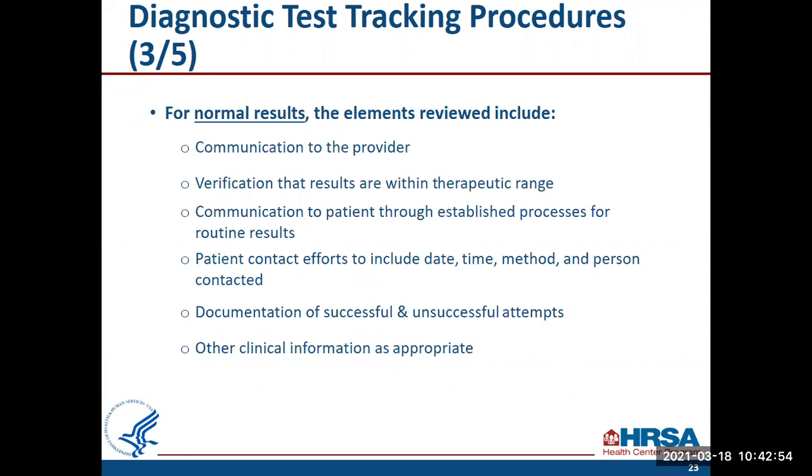For normal results, the elements reviewed should include communication to the provider, verification that results are within therapeutic range, communication to patient through established processes for routine results, patient contact efforts to include the date, time, method, and the person contacted, documentation of successful and unsuccessful patient contact attempts, and other clinical information as appropriate. Though normal results do not cause harm, they are still important to follow and document the elements.